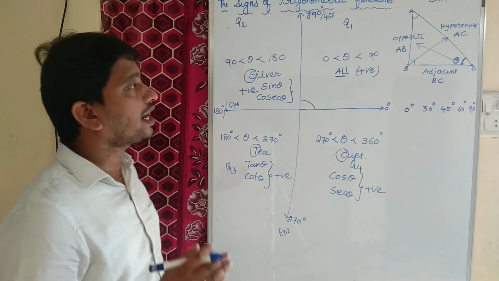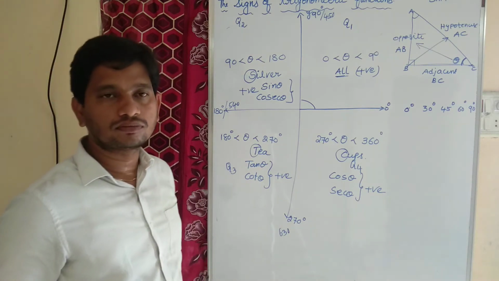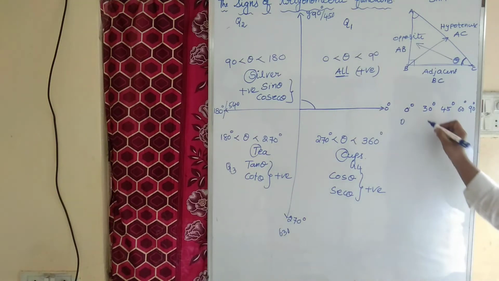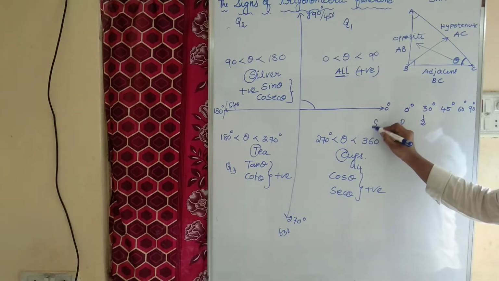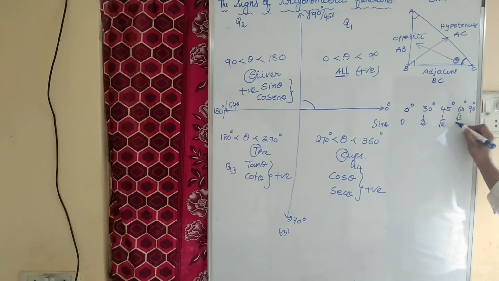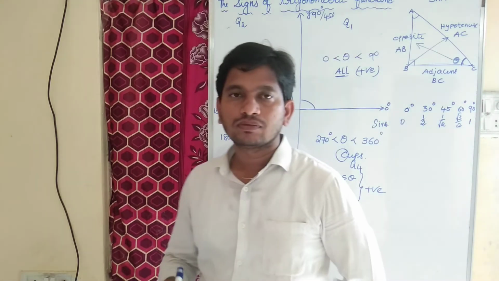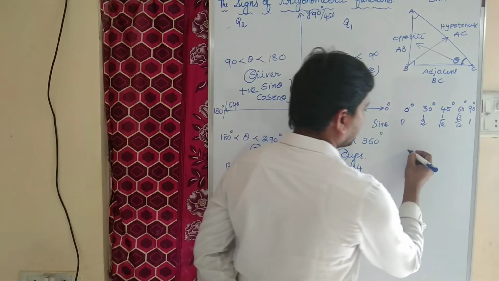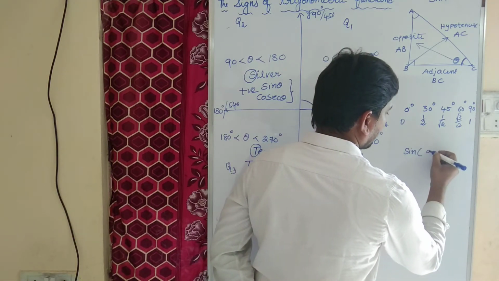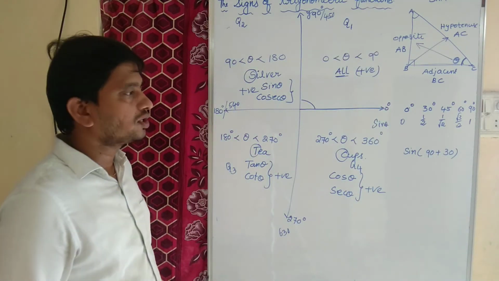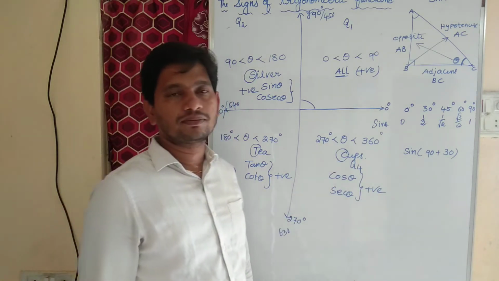Okay, now the thing is we have to find out the sine 120 value. Actually we don't know. If it is sine 0, we can say 0, sine 30, 1 by 2. If it is sine 45, 1 by root 2. If it is sine 60, root 3 by 2. Sine 90 value is 1. We know these basic values, but we don't know how to find the value of sine 120. So children, sine 120 I can write as 90 plus 30. So what do you mean by 90 plus 30?